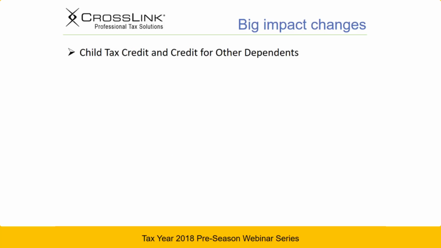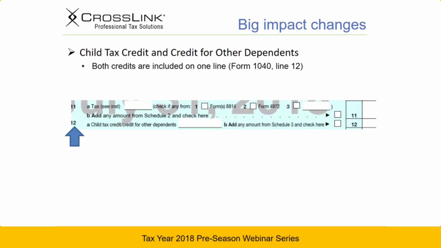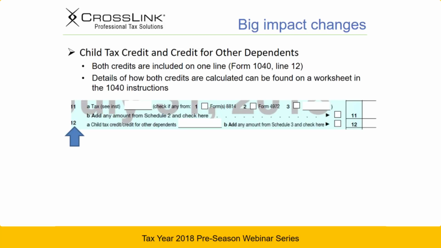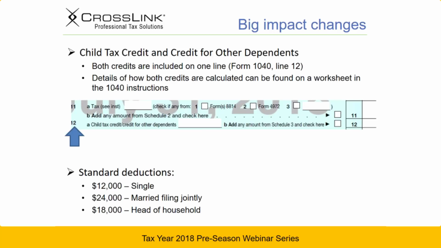Continuing with the child tax credit and credit for other dependents, please note that both credits are included on one line. And that's going to be in the 1040 itself, and it's found on line 12. There it is right there. And please note the details of how both credits are calculated can be found on a worksheet in the 1040 instructions. Other things of note, when it comes to standard deductions, these have changed for the upcoming year. Please note that it's $12,000 for single, $24,000 for married filing jointly, and $18,000 for head of household.